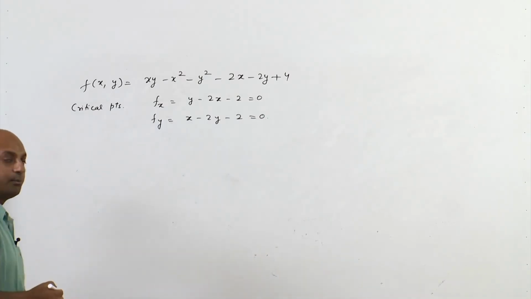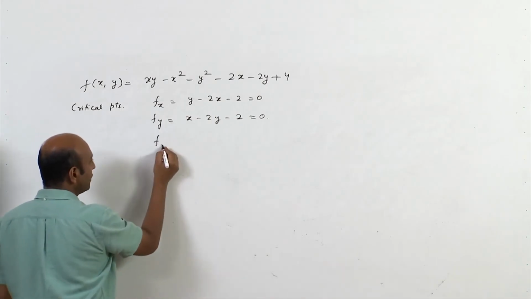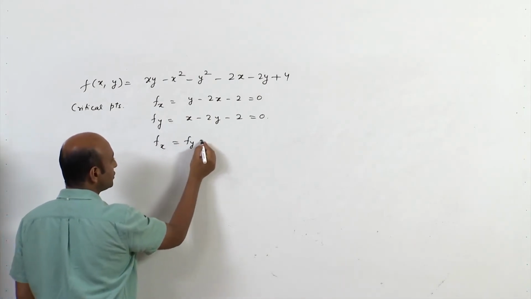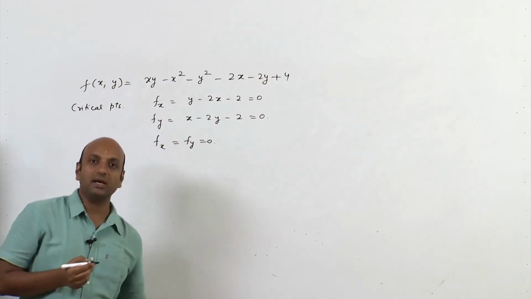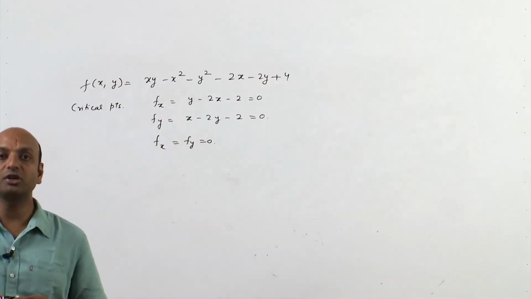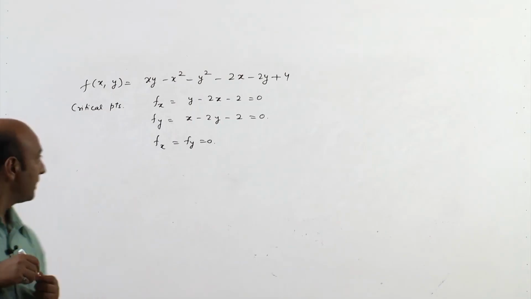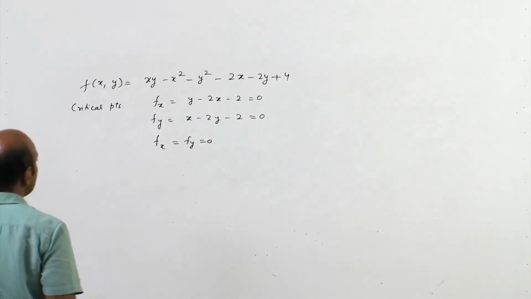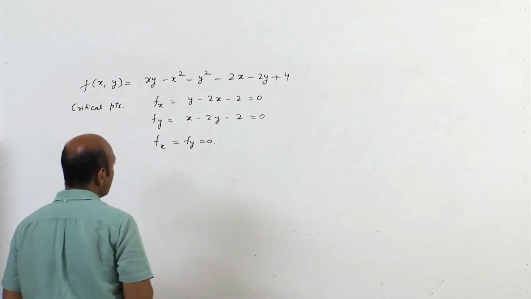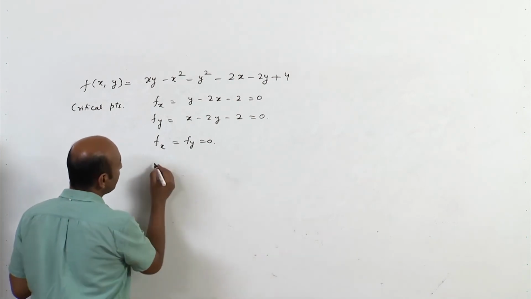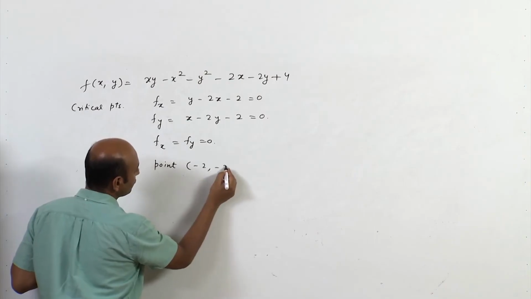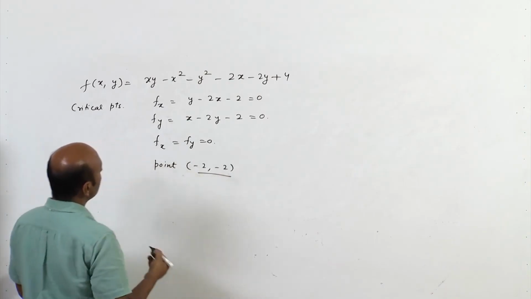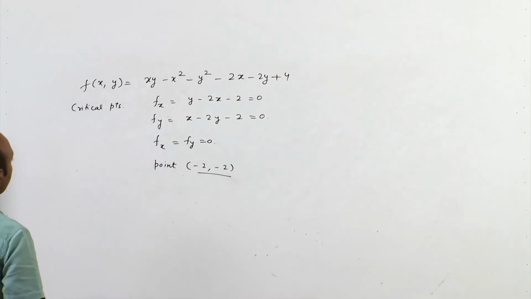You have to find that point where fx equal to fy equal to 0, both are 0. So that will be simply the point of intersection of these two lines, these two equations. What is the point of intersection of these two equations? This you can solve. So the point will be (-2, -2), you can easily check. So the point will be (-2, -2), yeah, it is clear.